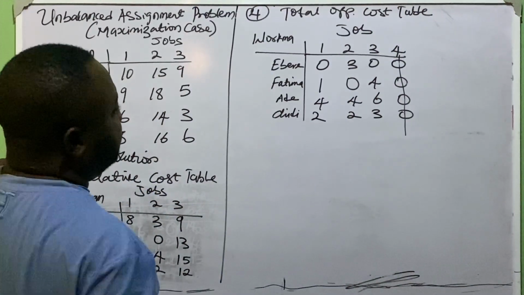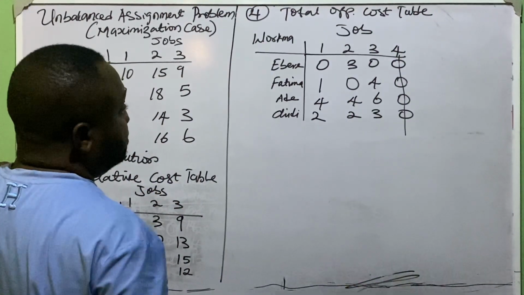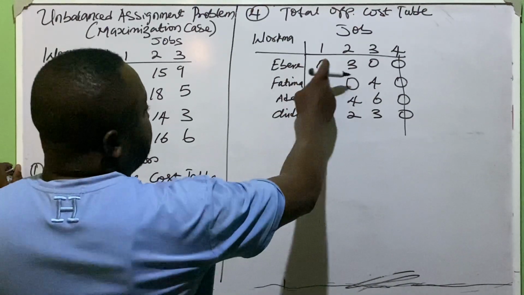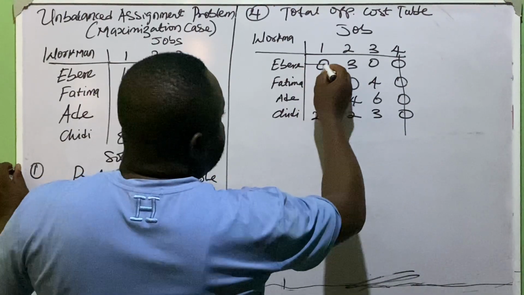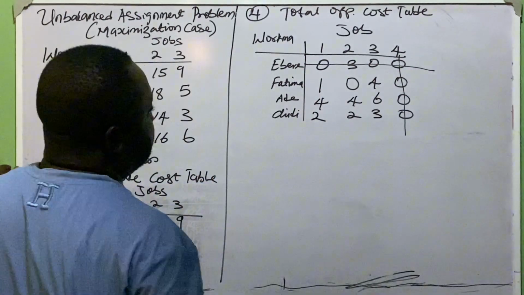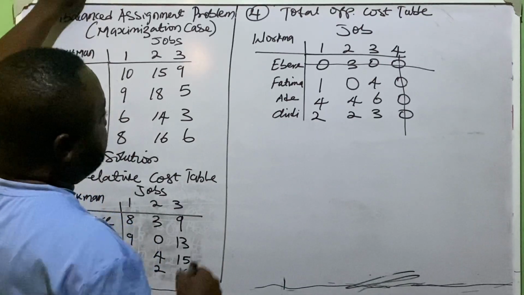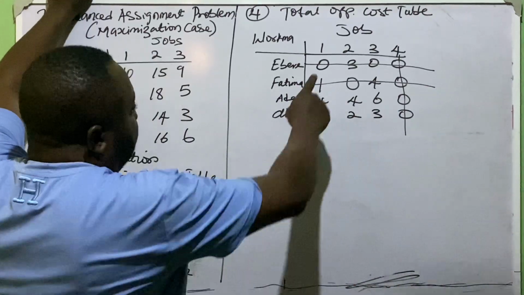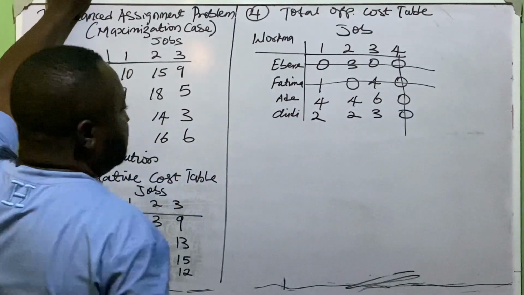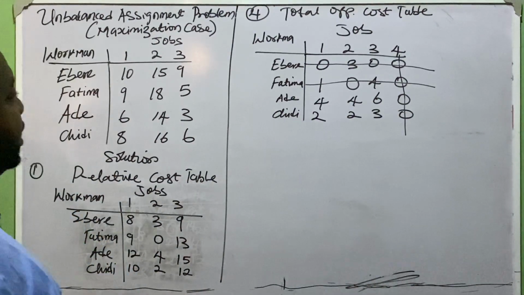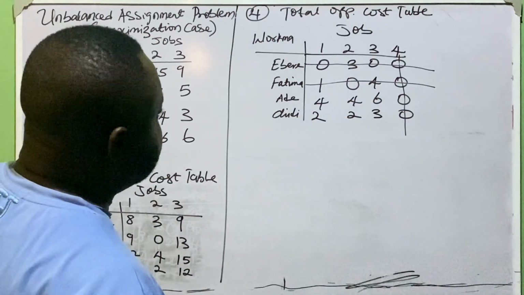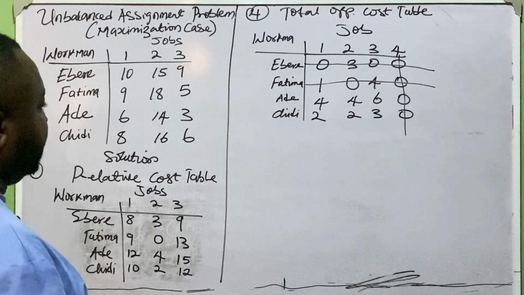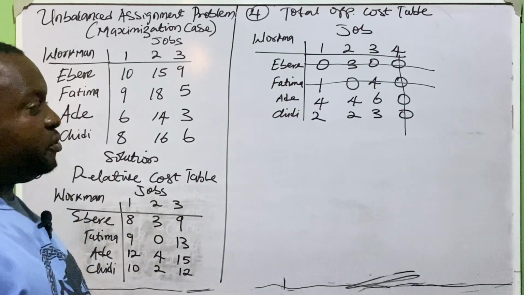Any other place with 4 zeros, either in row or column? No. Another 3 zeros? No, but I can see 2 zeros here, so I have to go this way. Any other 0? Yes, I can see 0 here. In Fatima row, I can also link it. So I have 1, 2, and 3 lines covering the zeros, and we have a 4 by 4 matrix, which means that we cannot get an optimal assignment from this. So we need to revise our solution for the sake of improvement.